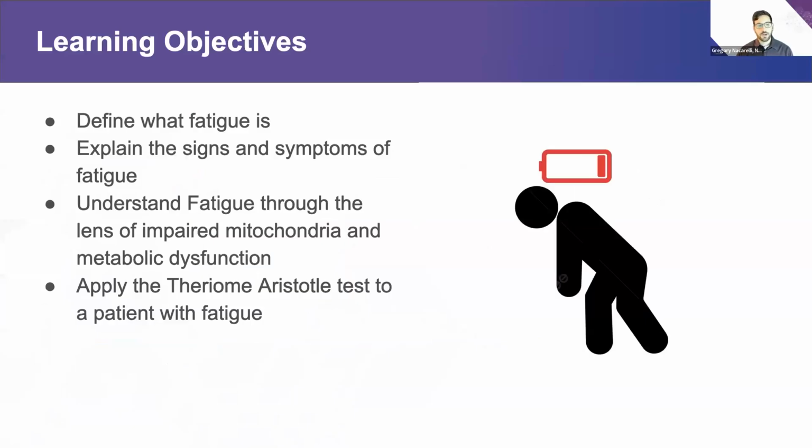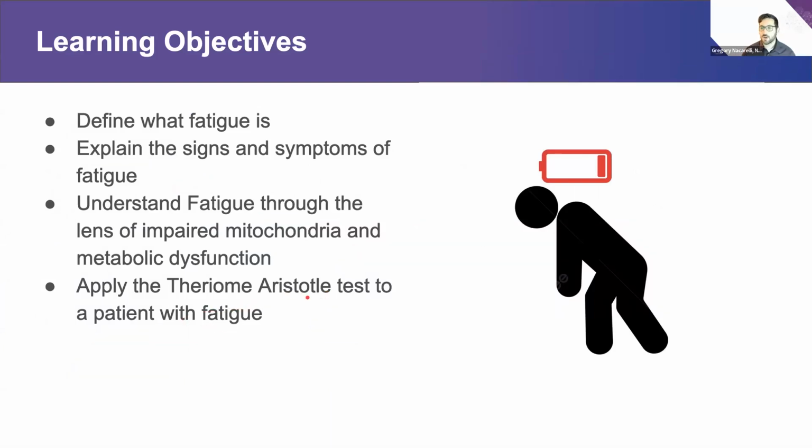So, okay, our learning objectives. We're going to define what fatigue is. We're going to look at the signs and symptoms of fatigue. We're going to understand fatigue through the lens of impaired mitochondrial and metabolic dysfunction. And then we're going to apply the Theriome Aristotle test to a patient with fatigue.